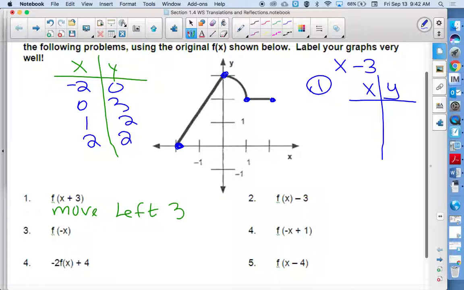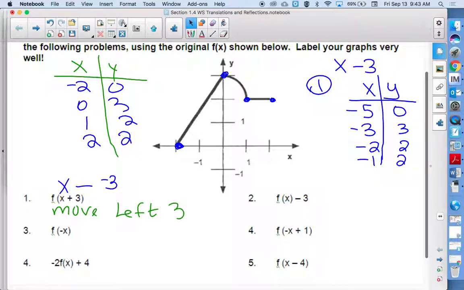Even though it says x plus 3, that's really x minus a -3. So if we want our graph to move left 3, I'm going to take those x values and subtract 3 from them. So I would then have a -5. Nothing happens with y because it's not moving up or down. My 0 is now -3. My 1 is now -2. And my 2 is now -1. These are the new ordered pairs.